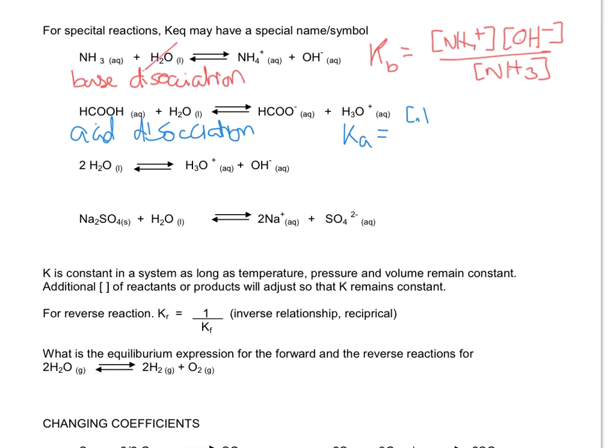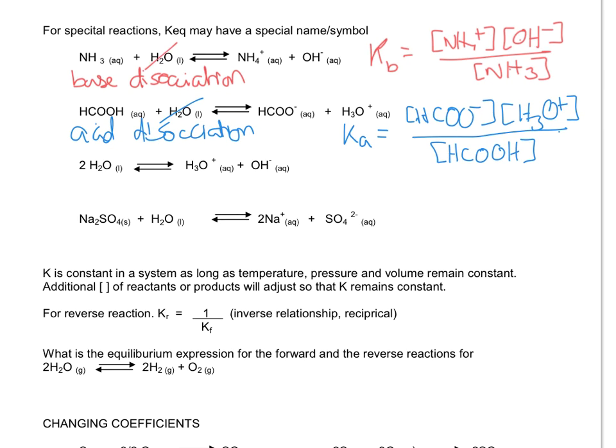You take concentration of the products over concentration of the reactants raised to the power of their coefficients. So concentration of the acetate ion times concentration of the hydronium ion, the H3O plus, divided by the concentration of your acid, the HCOOH. And again, we don't include the water because it's a liquid.